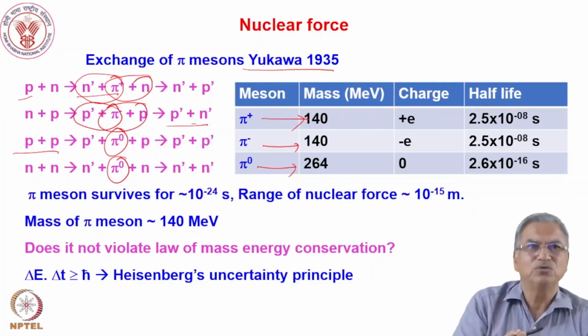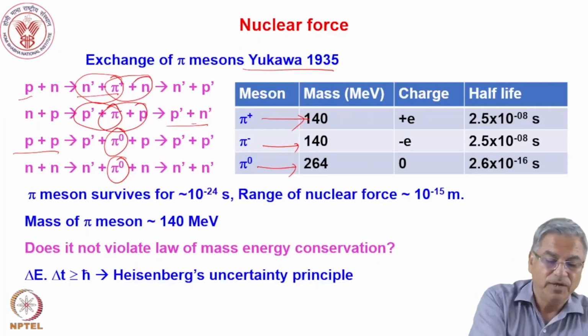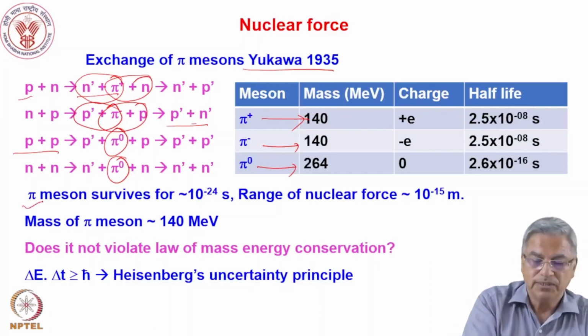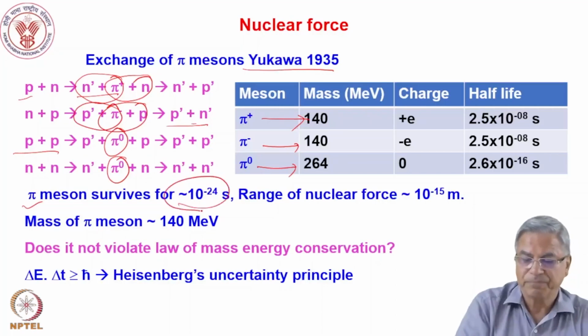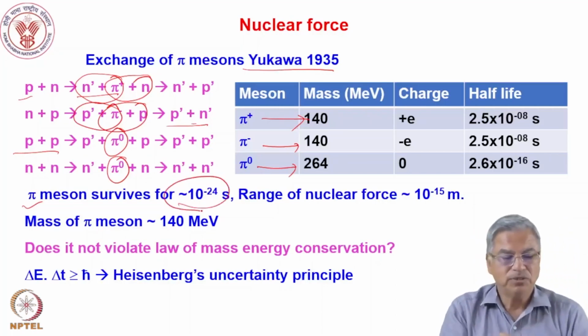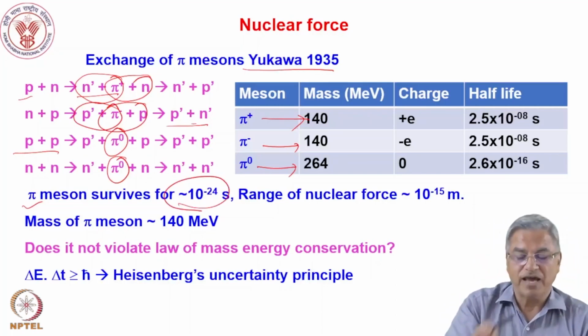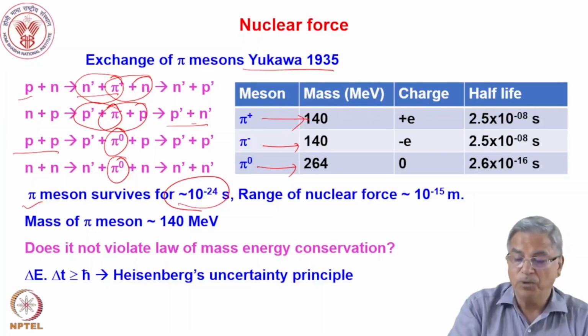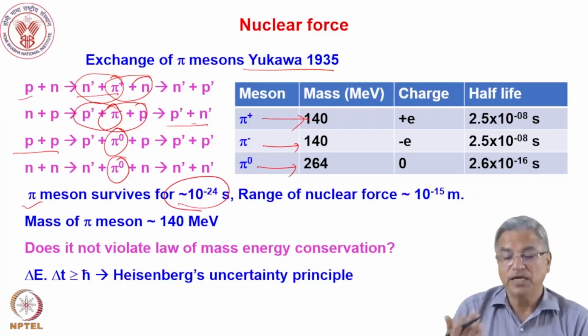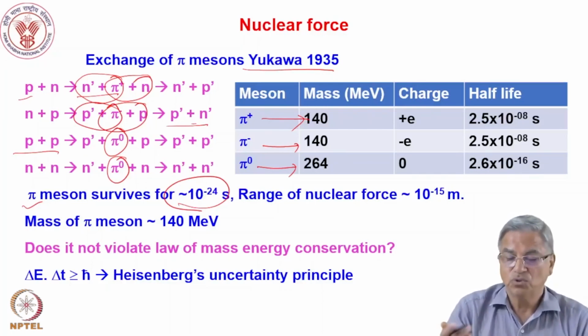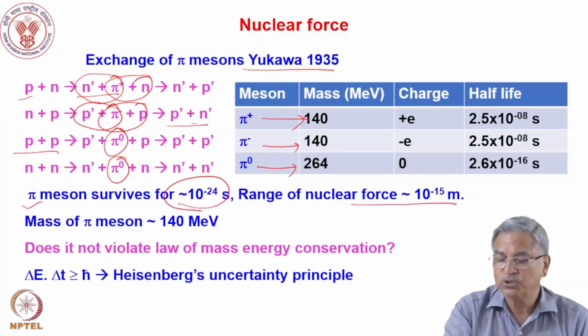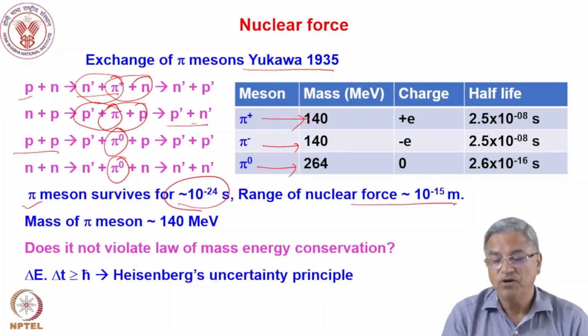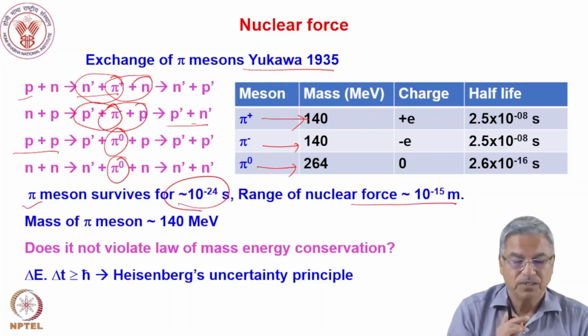Now, inside the nucleus, when this pi meson is released from one proton, it survives for a very short time. Based on the time of survival, you can calculate how much distance it will travel within this time, and that gives you the range of the nuclear force. The range of nuclear force happens to be of the order of 1 Fermi. And you will see the corollary of this.